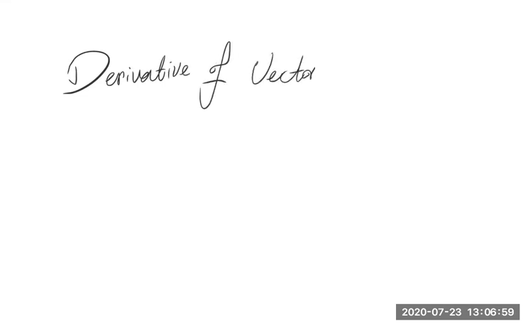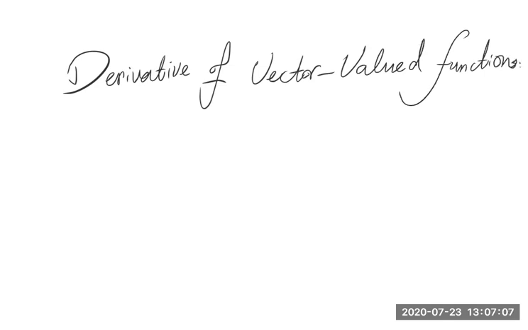Now I want to talk more about derivatives of vector valued functions. Again, a vector valued function is something like f from R to, say, R2. By derivative, I mean we should take the derivative of each part, each component of the function.